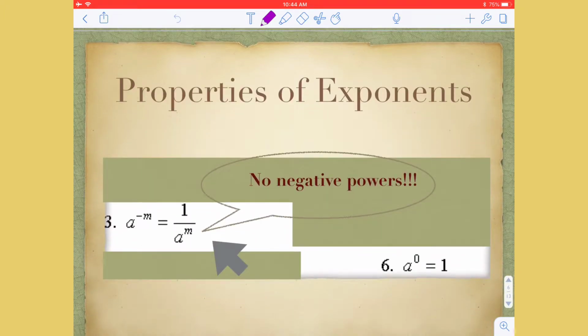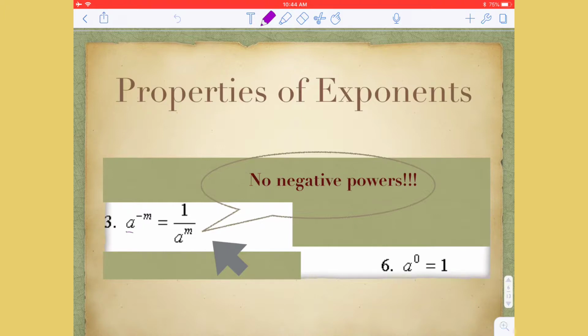Our second property states that we don't want any negative powers. When we are simplifying exponent expressions, negative powers are not considered simplified. So in order to get rid of a negative exponent, in order to make it positive, we are going to move it based off of its current location. I say it like this because in this example you see here, a to the negative m, a is a base value that is basically a whole number.